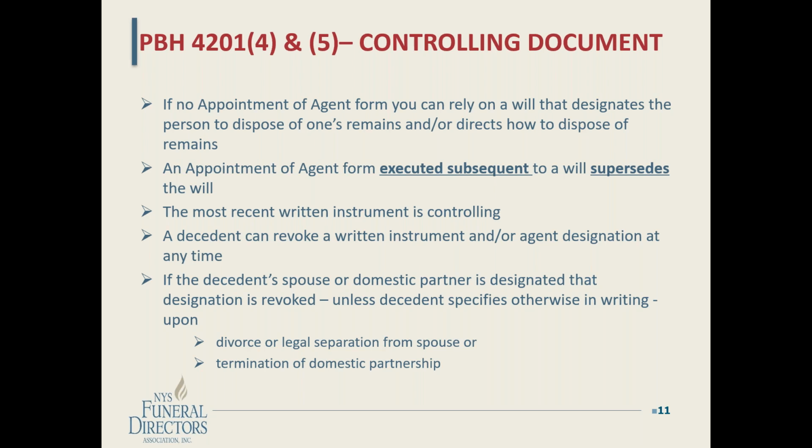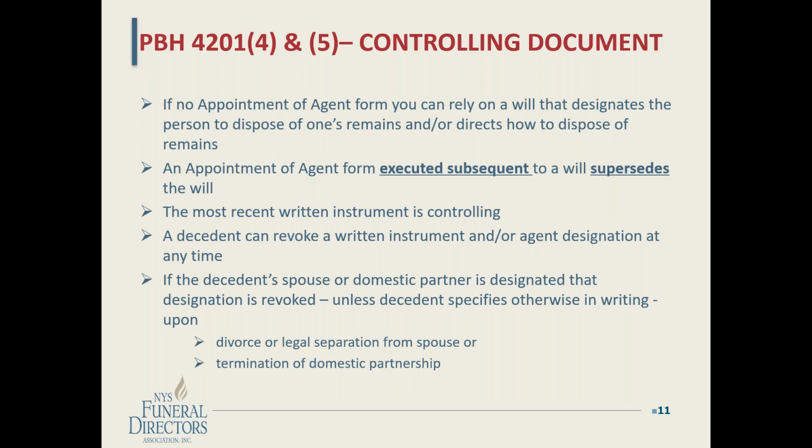The appointment of agent form, if it's executed subsequent to the will, supersedes the will. So again, I might have done a will where I name Kelly, and then I do a form later on where I name somebody else, and that person is going to be the person who is going to control my disposition if I have an agent form that is dated 2022, but my will is dated 2020. Again, as I just mentioned, the most recent written instrument is controlling.